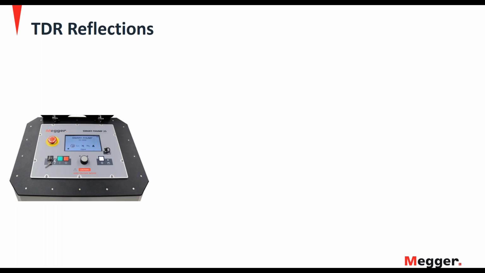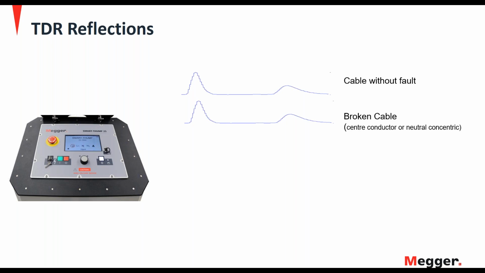But before we do, a quick review of the common TDR reflections. The most common reflection would look like this. This is just looking to the far end of a cable without a fault. Now you'll notice this one looks exactly the same. That's what a broken cable looks like. The radar simply is reflecting off the far end of the cable. It doesn't know whether that's the slid off parked end or whether you're reflecting off a cable where the center conductor is broken, or on unshielded cable where the neutral concentric stops.